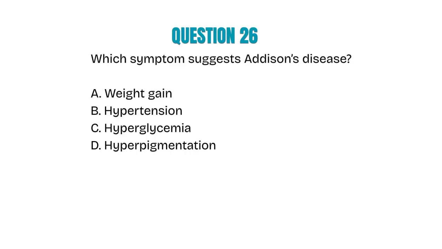Question 26. Which symptom suggests Addison's disease? A. Weight gain. B. Hypertension. C. Hyperglycemia. D. Hyperpigmentation.